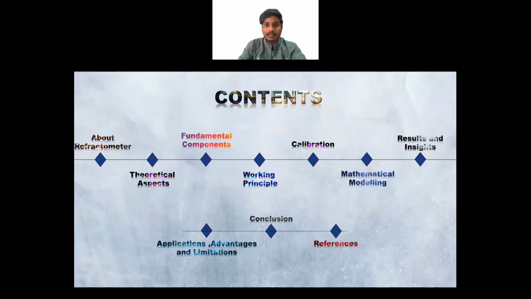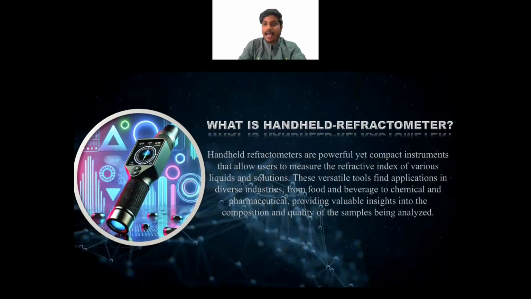Slowly diving into the topic, let's see what handheld refractometers are. Handheld refractometers are powerful yet compact instruments that allow users to measure the refractive index of various liquids and solutions. These versatile tools find applications in diverse industries from food and beverage to chemical and pharmaceutical, providing valuable insights into the composition and quality of the samples being analyzed.